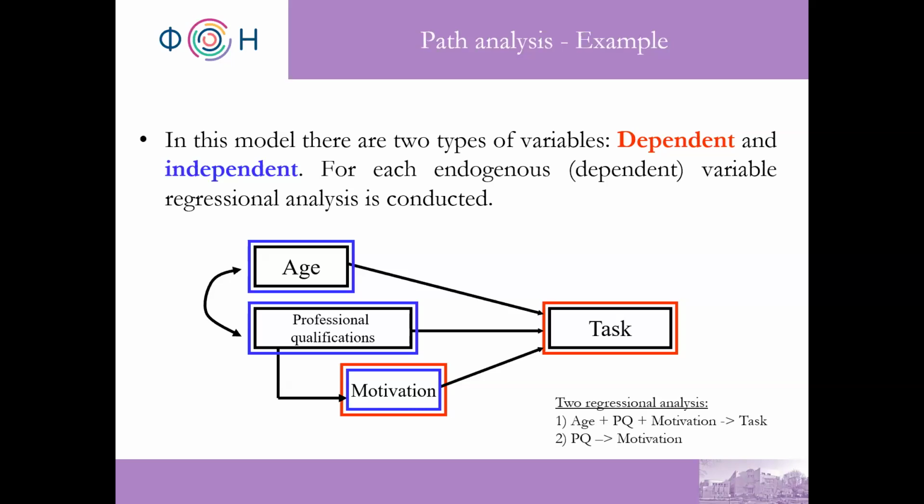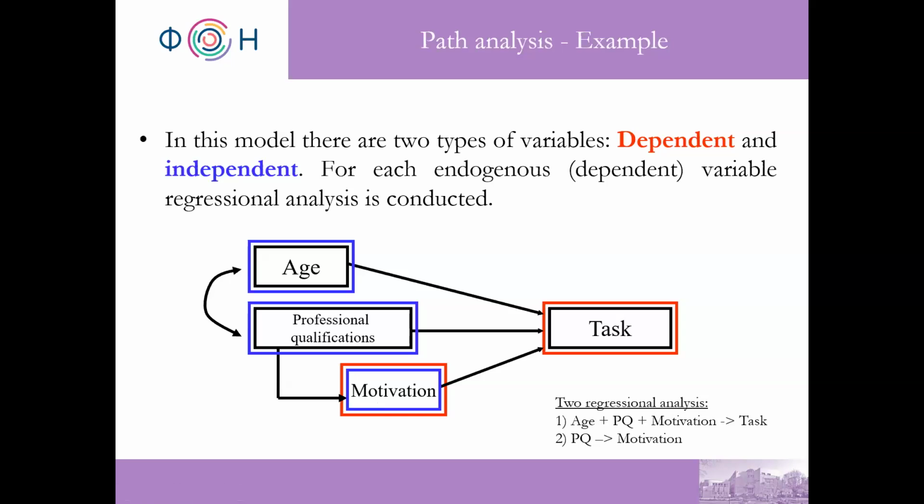So here, as an output, we would have two regression models. First would be the model related to task, where we are observing how age, professional qualifications, and motivation have an impact on task. And on the other side, we have a smaller model observing the effect of professional qualifications on motivation.